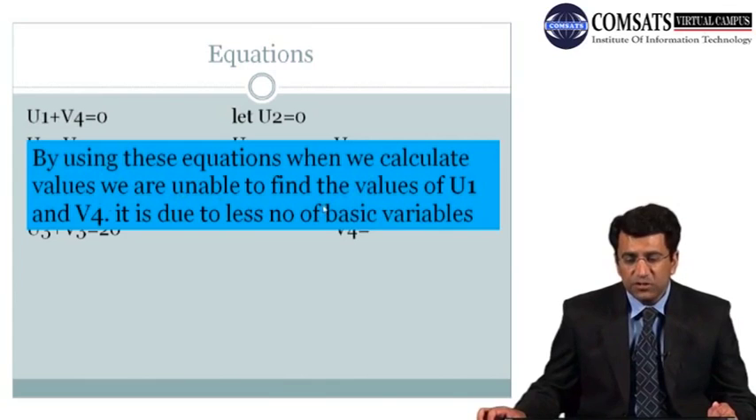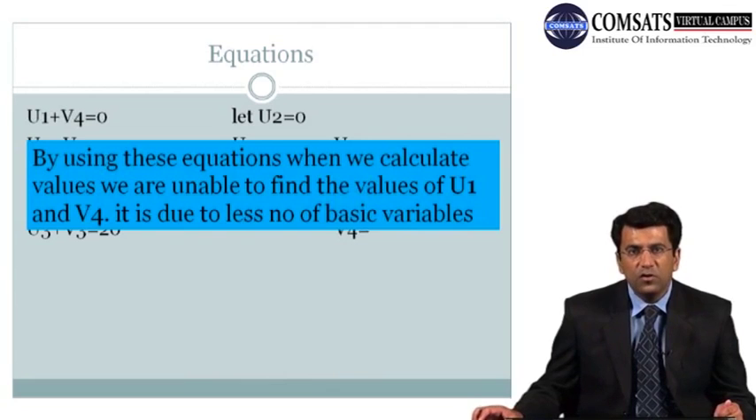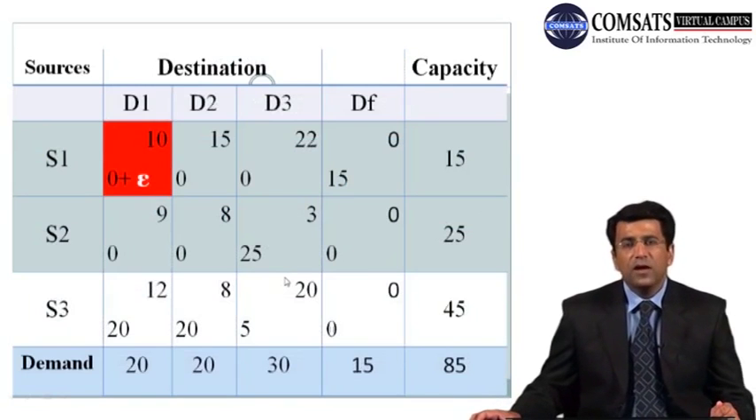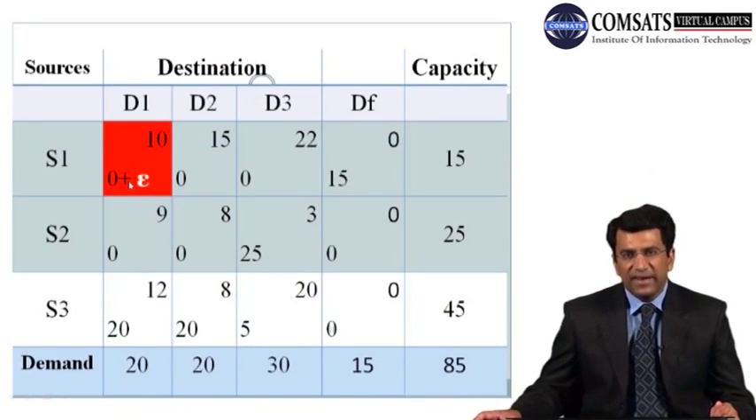So by using these equations, when we calculate the values, we are unable to find the values of u1 and v4. It is due to the less number of basic variables. So we need another basic variable in order to compute the values of u1 and v4. Now class, we are going to introduce another method for this particular situation.